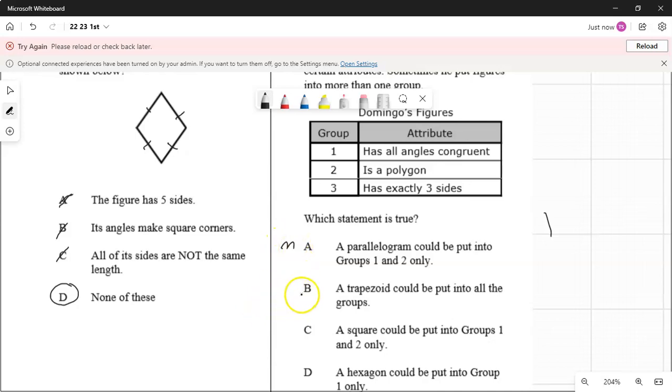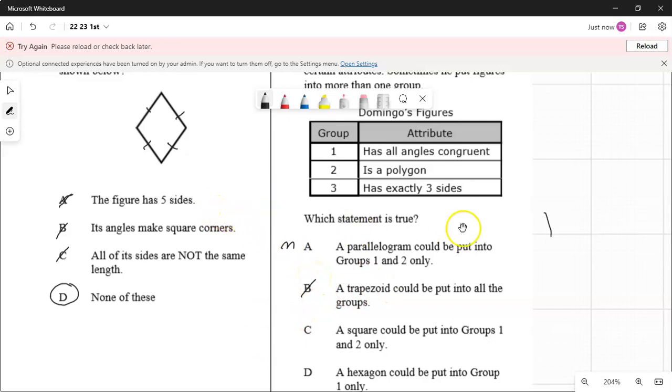Let's go and look at B. A trapezoid could be put into all the groups. And I know a trapezoid cannot be put in group 3 because a trapezoid has 4 sides, and it doesn't have exactly 3 sides, so it cannot be that.